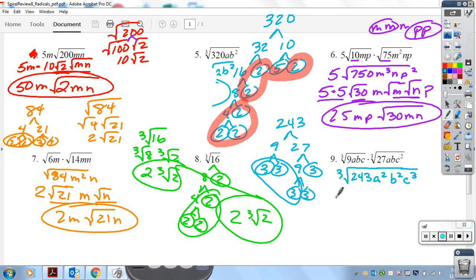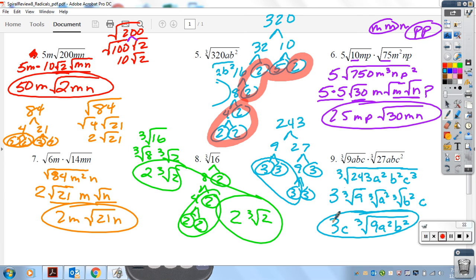3 3's is 1 3 by itself, and then 2 3's is cube root of 9 going back in. A squared, nothing you can do, so it's the cube root of a squared because it's not a triplet. It's triplets this time, not square roots, so you can't just make it a. B squared, again, it's the cube root of b squared, and this time we have a triplet of c's, so that's 1c. All the stuff that is radicals, cube root 9a squared b squared, back under together, and the c and the 3, so 3c out front. 3c, cube root of 9a squared b squared.